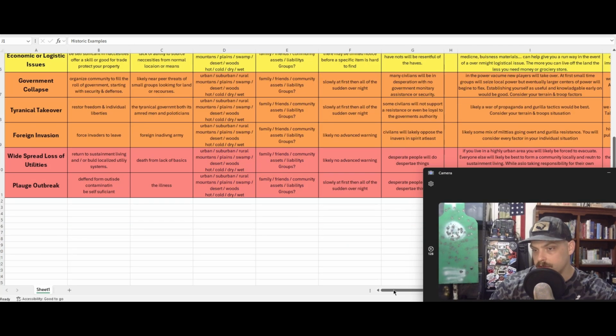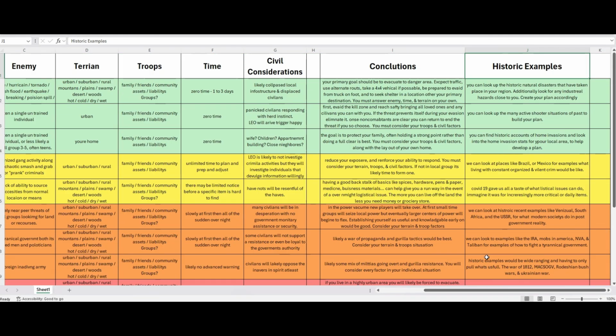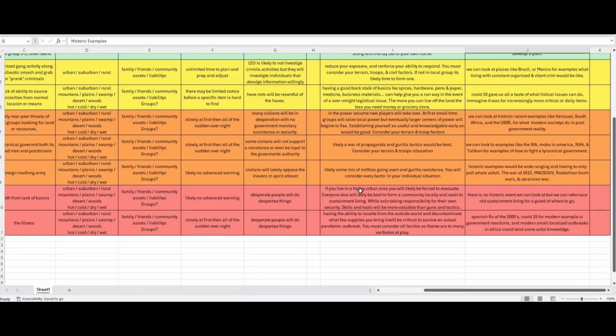And then conclusions. It's getting pretty late, friends, but we'll go ahead and gut it out here. Conclusions. If you live in a highly urban area, you will likely be forced to evacuate. Everyone else will likely be best to form a community local and return to sustainment living, while also taking responsibility for their own security. Skills and tools will be more valuable than guns and tactics, right? So knowing how to build something and knowing what plants to eat and how to take care of goats will be way more important than having the coolest night force optic that you could ever have and NVGs and thermals and all that stuff. Okay.